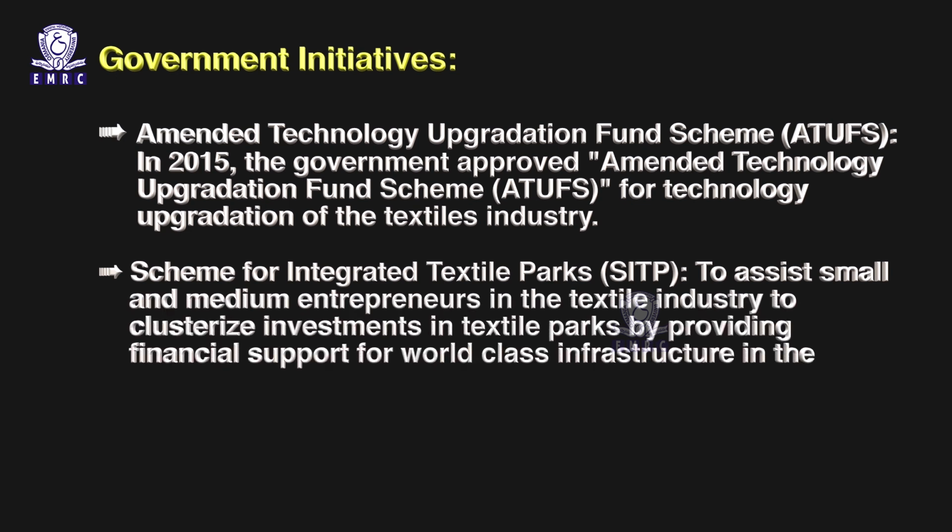Next, we have the Scheme for Integrated Textile Parks, SITP. This is to assist small and medium entrepreneurs in the textile industry to clusterize investments in textile parks by providing financial support for world-class infrastructure in the parks. Next, we have Samarth, the scheme for capacity building in the textile sector. This is to address the shortage of skilled workers. The government launched the scheme for capacity building in the textile sector and named it the Samarth scheme.